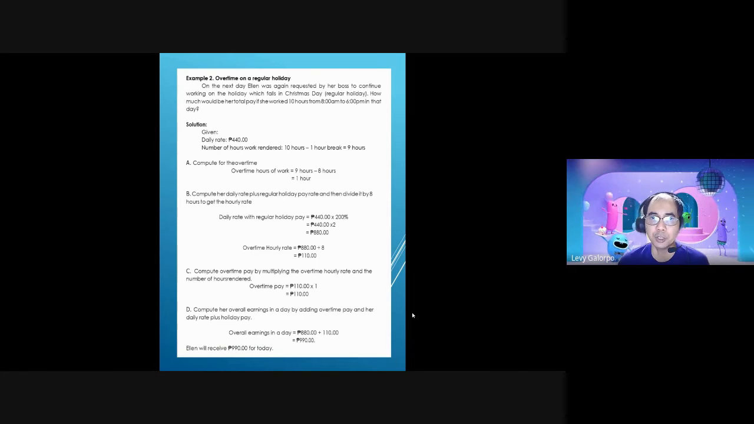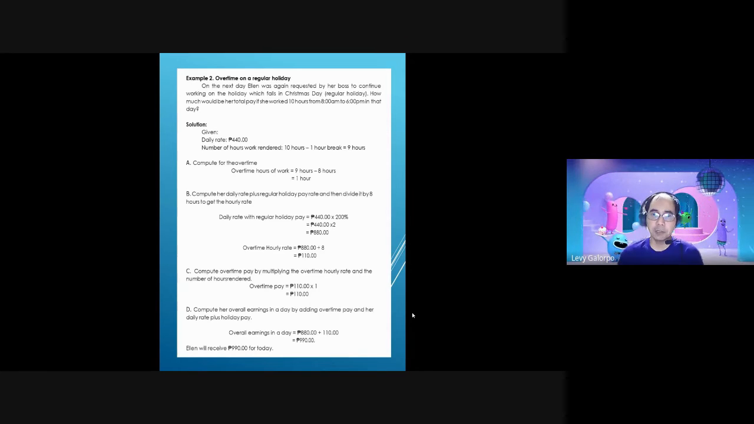Example 2, overtime on a regular holiday. On the next day, Ellen was again requested by her boss to continue work on the holiday which falls on Christmas Day, a regular holiday. How much would be her total pay if she worked 10 hours from 8 a.m. to 6 p.m. that day? So, daily rate, 440. Number of hours rendered, 10 hours, minus yung lunch break, 9 hours. Then, ang magiging overtime niya lang dyan ay 1 hour kasi 8 hours pa rin yung kanyang regular work.